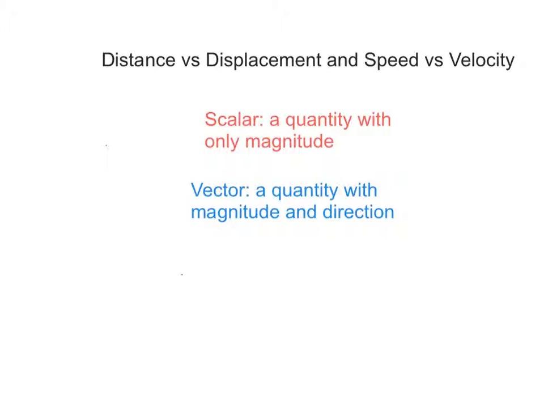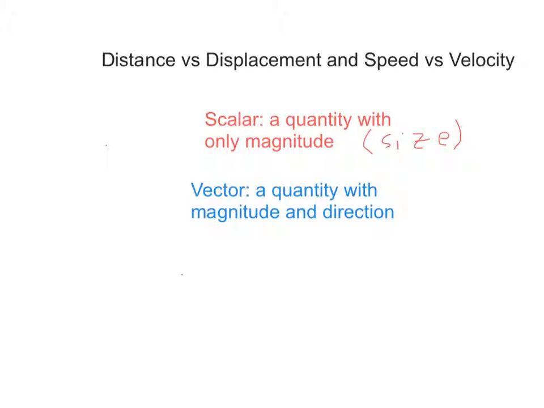So to begin, I'm going to start with a little bit of vocabulary for you. Two terms, and these terms are actually going to be the names for the two types of quantities we can have in physics. The first being a scalar, and this will be a quantity with only magnitude, and another word for magnitude would be size. Essentially just a number, how large or small the quantity is.